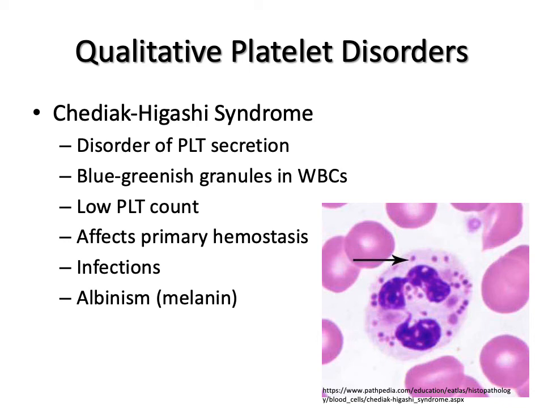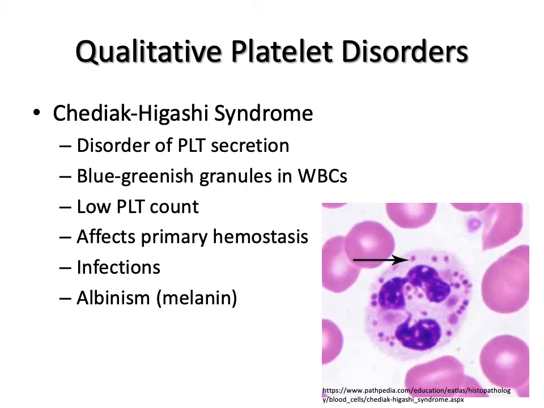Chediak-Higashi syndrome is a rare, autosomal recessive disorder that is often fatal. It is characterized by abnormal fusion of granules in cells that contain granules. Platelets also exhibit abnormally dense granules, which results in bleeding. Patients have low platelet counts. Primary hemostasis is affected because platelets are unable to secrete their granular contents as they normally should.